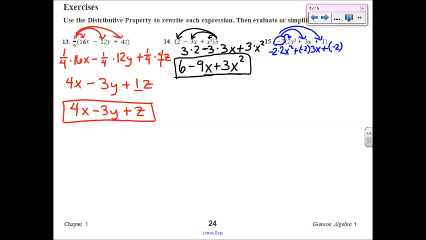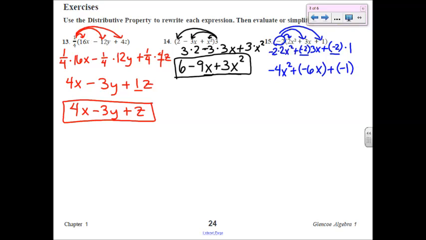And I'm just putting the negative 2 here and here in parentheses to remind us that it's a negative 2 being multiplied, because it gets a little confusing with the plus sign right next to it. So negative 2 times 2 is a negative 4x squared. Negative 2 times 3 is negative 6x. And then negative 2 times 1 is negative 1.